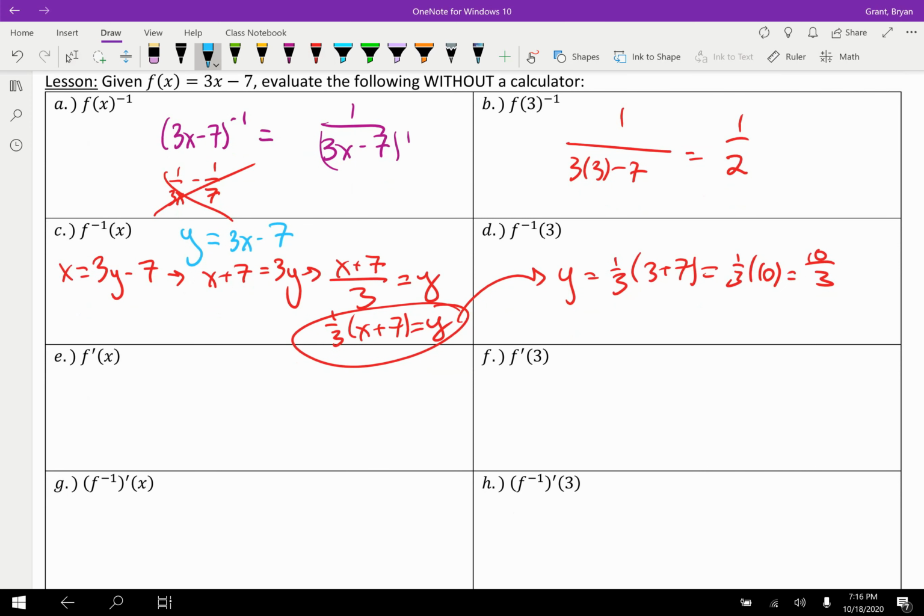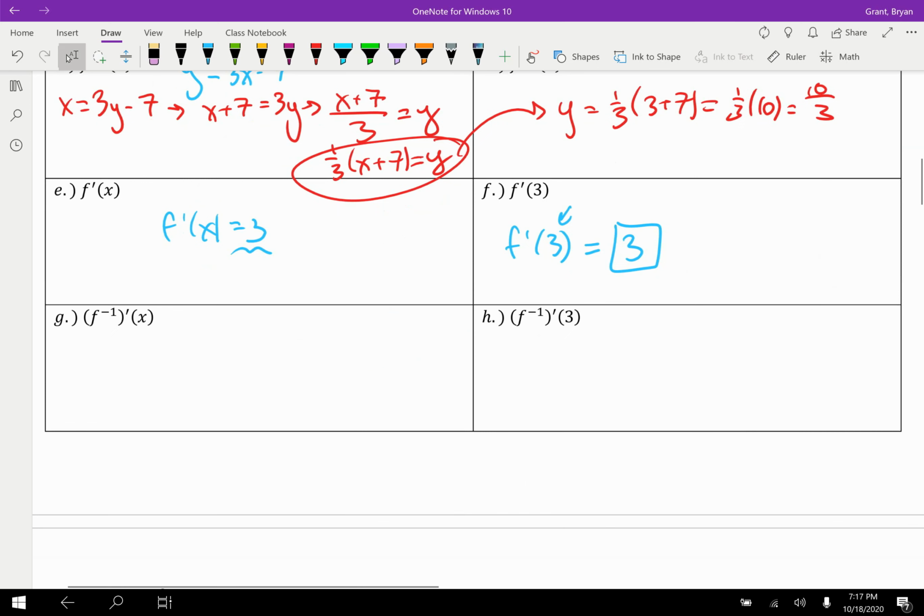Okay, f prime of x, well, the derivative of a line is just its slope. So f prime of x will equal 3. Nice. F prime of 3, well, if the slope is a constant, then no matter what value you evaluate in our derivative, the answer will be that constant. Moving on through. What about the derivative of the inverse?